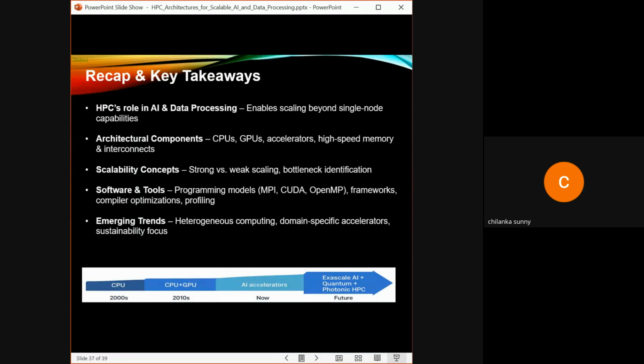And looking ahead, trends like heterogeneous computing, domain-specific accelerators, and the focus on sustainability will continue to shape the future of HPC for AI workloads. All right, so that brings to the end of our session.